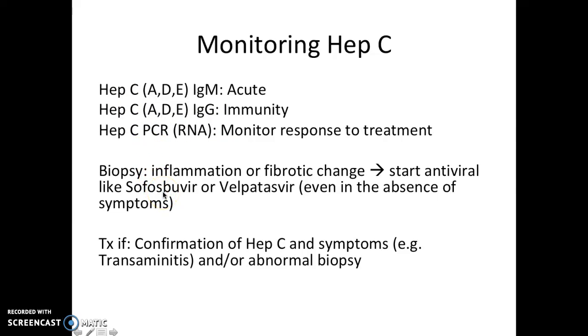Sometimes you might see vignettes where they talk about biopsies. These seem to be falling a little bit out of favor, but are very definitive. If they show inflammation or fibrotic change, you're going to want to start antiviral therapies immediately, even in the absence of symptoms, because this will lead to cirrhosis, which is irreversible. So I'm just going to basically circle these antivirals a few times because I can't pronounce their names very well, so I'm really sorry. The other reason you'd want to treat is if these patients have symptoms, and that includes transaminitis, so elevations in those AST or ALT.